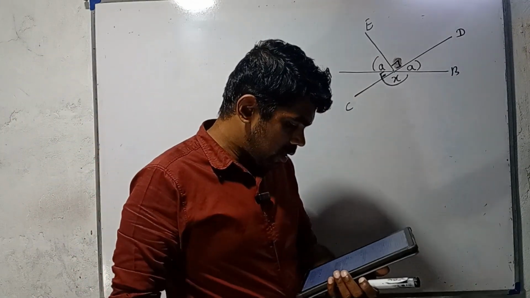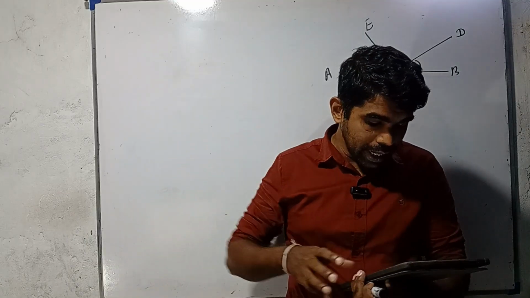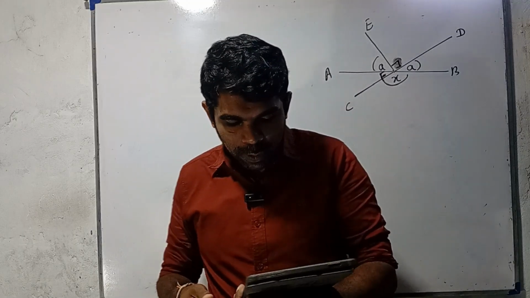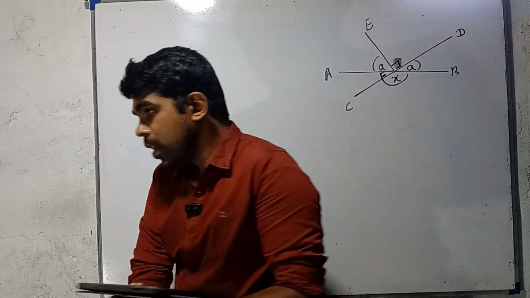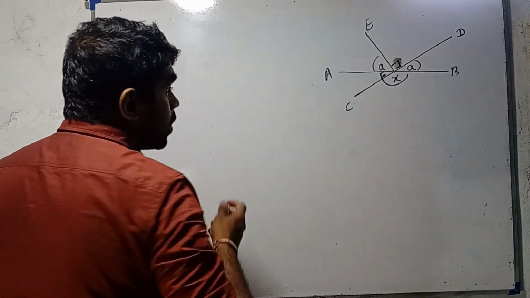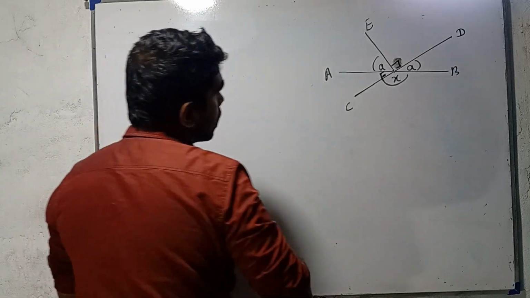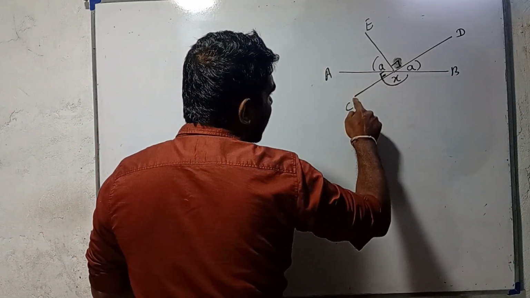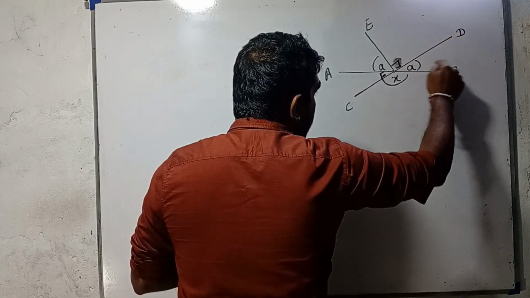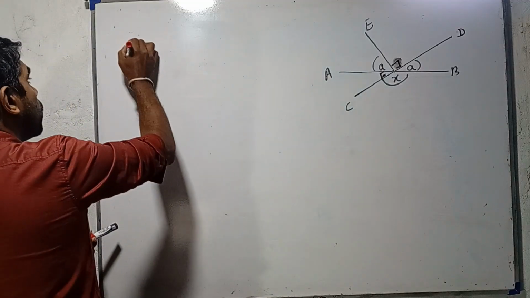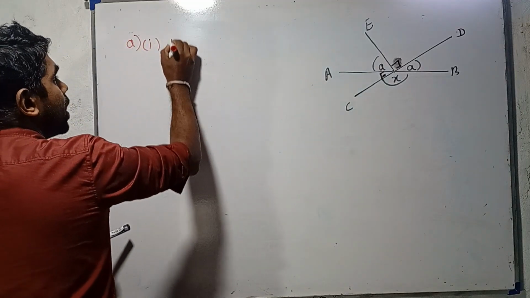Question number 4. Part A. Roman number 1. Name a pair of vertically opposite angles. They have given a diagram. We can get vertically opposite angles: angle AFC and angle BFD.